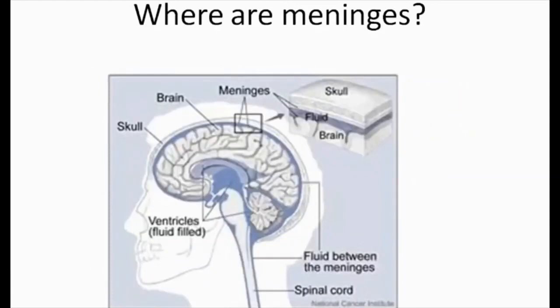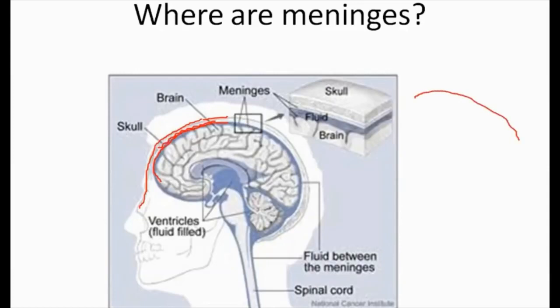Where are the meninges located? See in this picture, the outermost region is the skull region. The brain is present inside the skull. In between the skull and the brain, some gap is present, and that is the meninges layer.